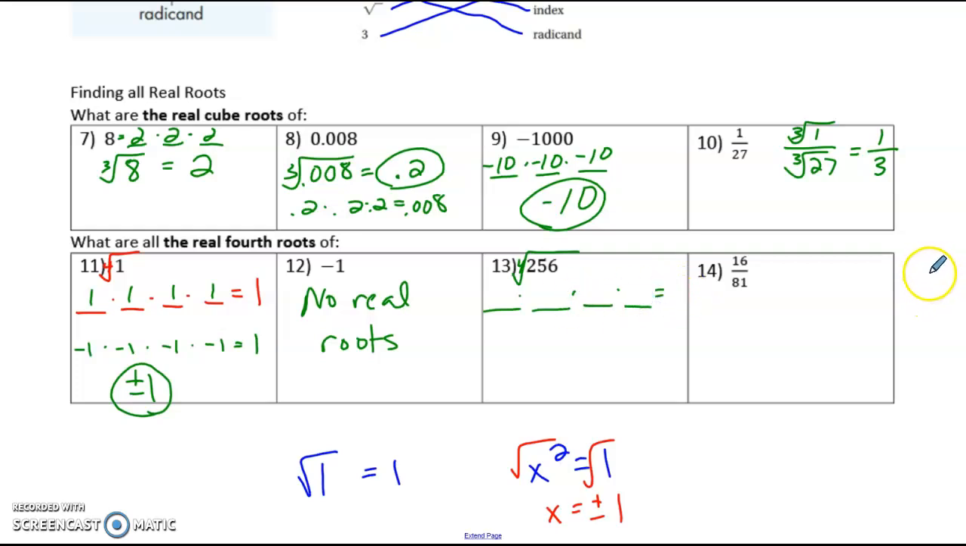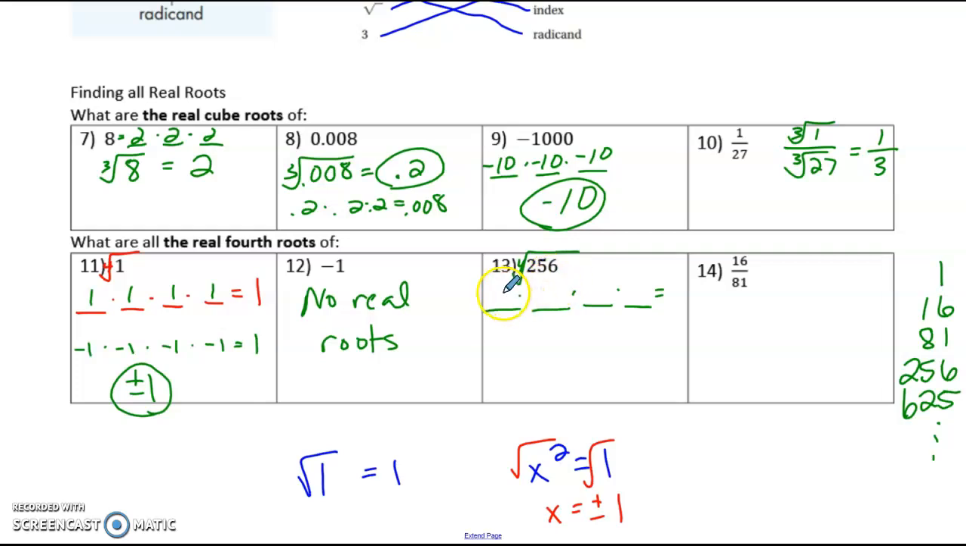Okay, so kind of like we came up with that list of perfect squares and perfect cubes, you could come up with a list of what numbers to the fourth power would be. So 1 times 1 times 1 times 1 would be 1. 2 times 2 is 4, times 2 is 8, times 2, 16. 3 times 3, 9, times 3, 27, times 3 is 81. 4 times 4 would be 16, times 4 is 64, times 1 more 4, 256. We could do 5 times 5, 25, times 5, 125, times 5, 625. So that'd be probably enough to get you started with these.